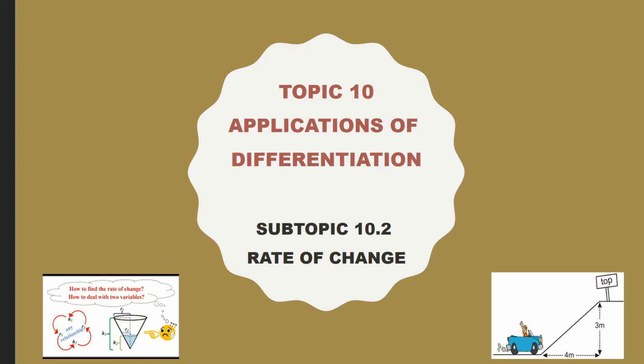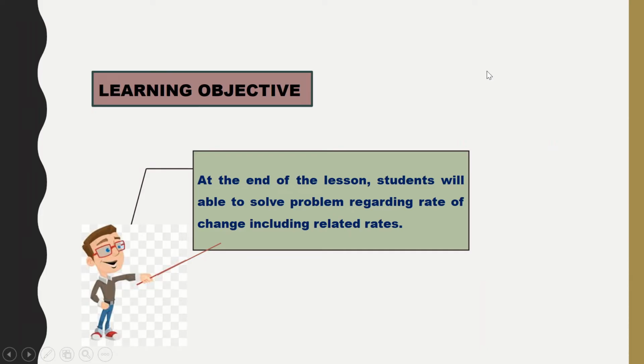This is lecture 2 for topic 10, applications of differentiation. For this part, I will explain subtopic 10.2, rate of change. Learning objective: at the end of the lesson, students will be able to solve problems regarding rate of change, including related rates.